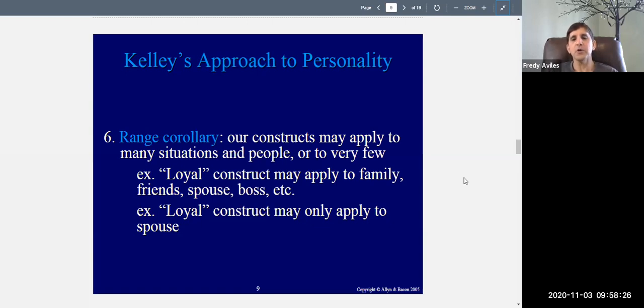There are many ways in which people can be loyal. But for some people, loyal only applies to their spouse because they're talking about that kind of loyalty. So that construct, right, about having a loyal spouse, right, or my spouse is loyal, I know they're not going to cheat on me, right? That is something that for them only applies to that situation, only applies to a romantic situation. So that's what range corollary means, right? Our constructs, basically, our predictions can apply very widely to different things, or they might be specific and only apply to certain things, certain people.